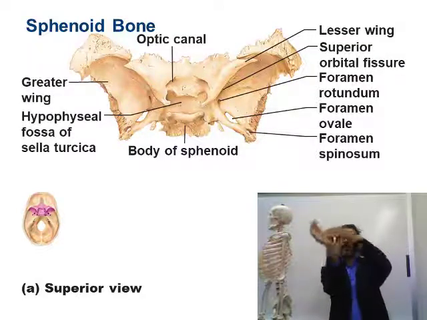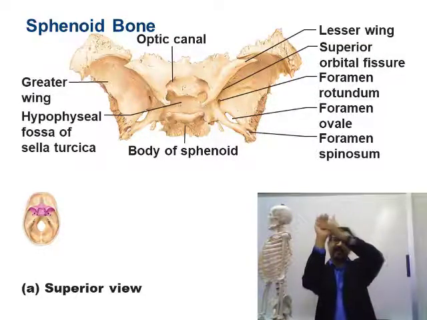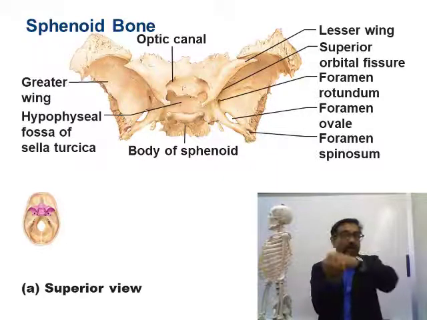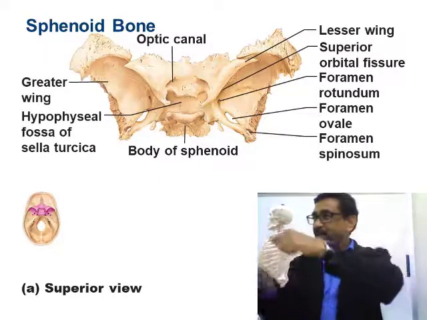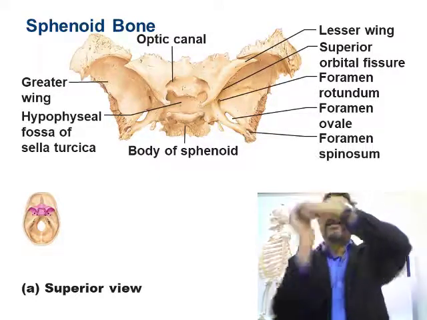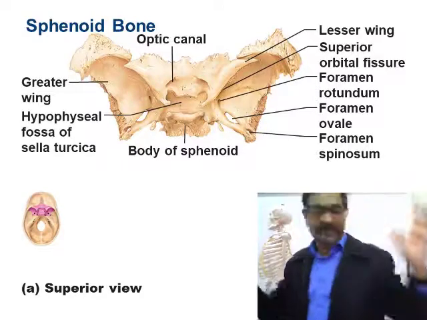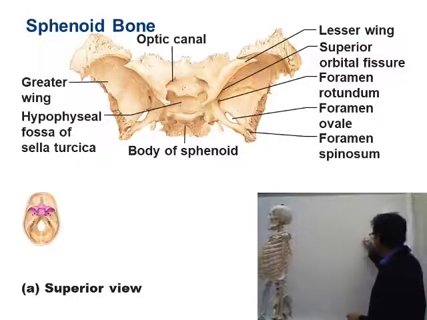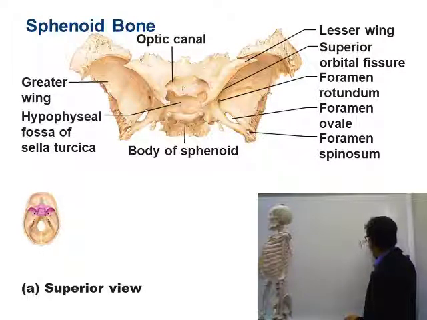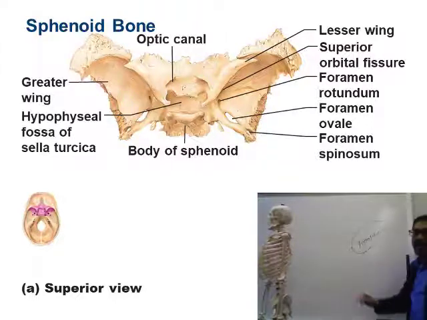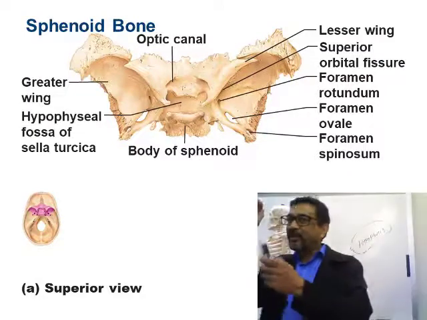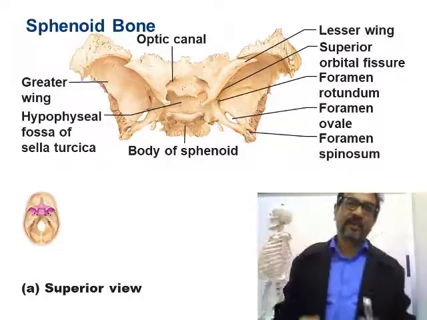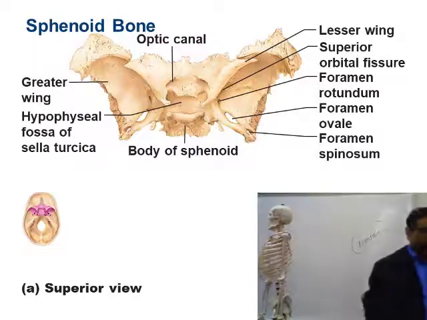Now, if you see the body part, the upper surface of the body has a fossa. Again, fossa, depression. That is called the hypophyseal fossa. Why? Because pituitary gland, you know, the master gland, sits there in that fossa. And another name of pituitary is hypophysis. So hypophysis is another name of the pituitary gland. So that's why this fossa is called hypophyseal fossa, fossa for the pituitary gland.